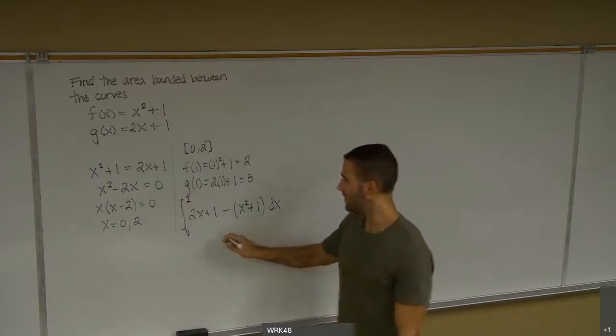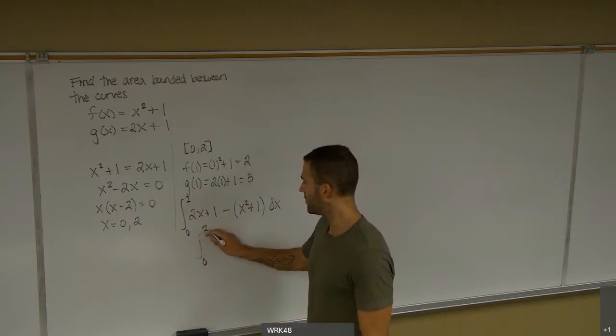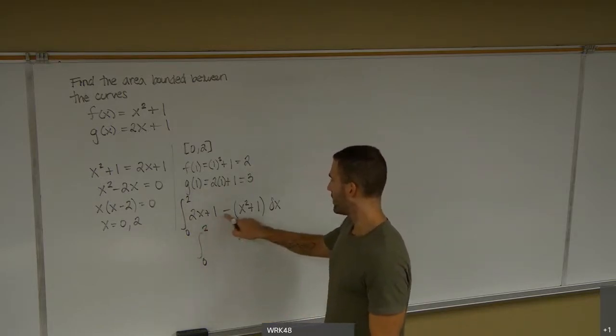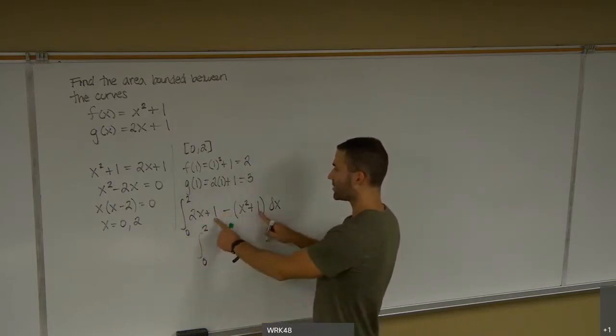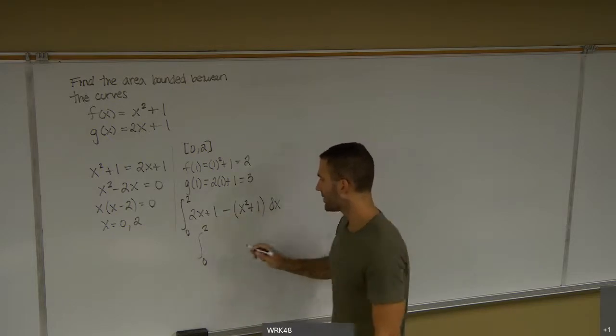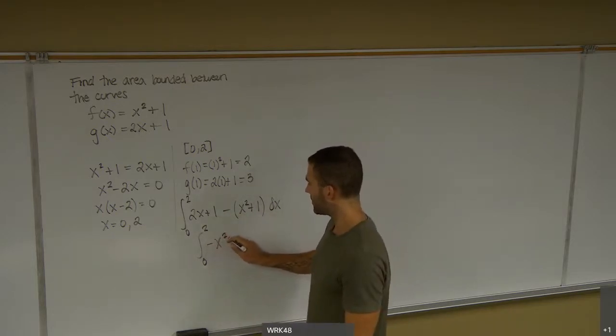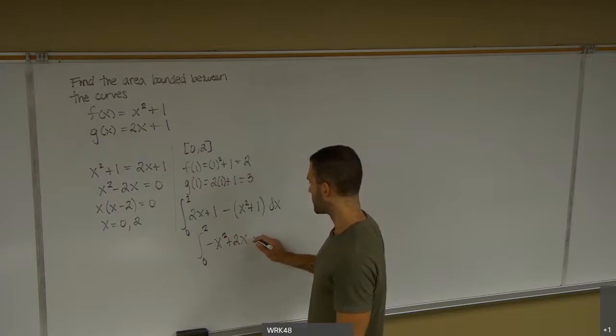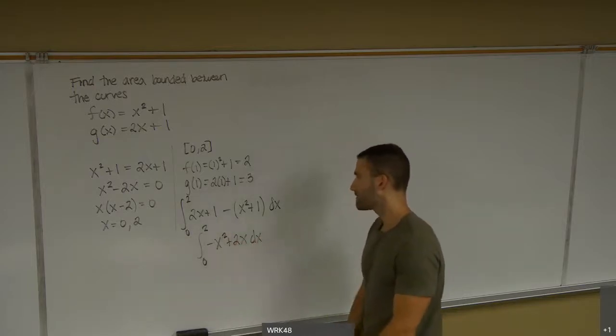And so if we distribute that minus sign, 0 to 2, 2x plus 1 minus x squared minus 1. So it looks like the 1's are going to cancel. And we're going to be left with negative x squared plus 2x. I just write the negative x squared first. You don't have to.